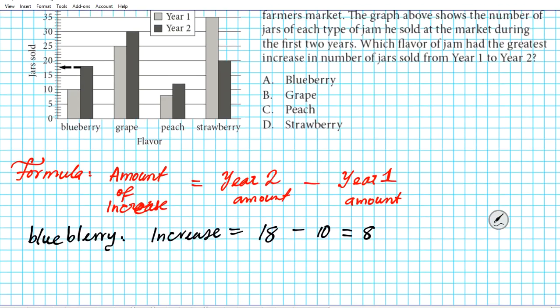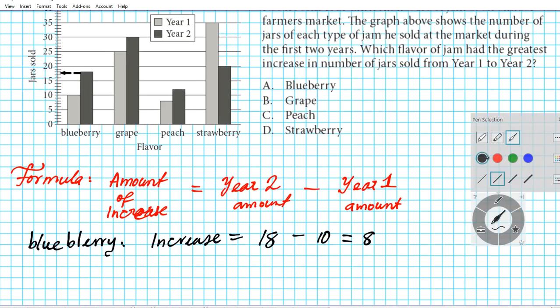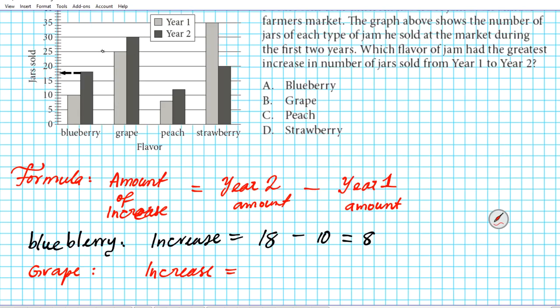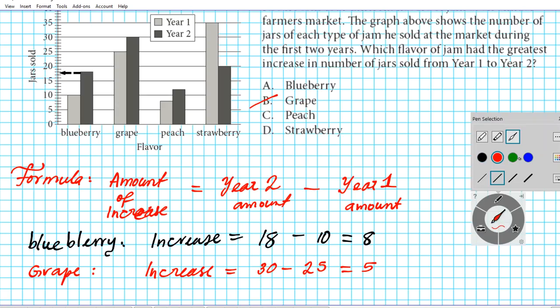Now we're going to take a look at grape. Carry out the same calculations. I'll do this in red. For grape, we need to find the amount increase. Final minus initial. The final is 30, and the initial is 25. 30 minus 25, we get 5. It cannot be option B because it's less than the amount increase in option A. Let's go ahead and take a look at peach.